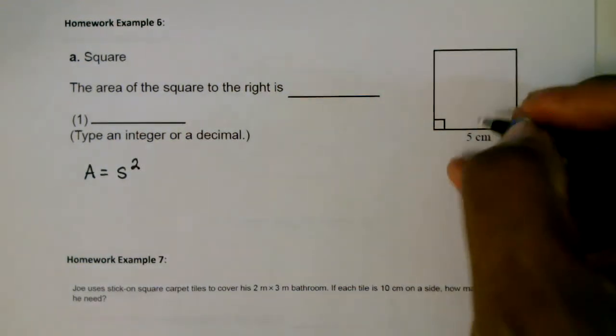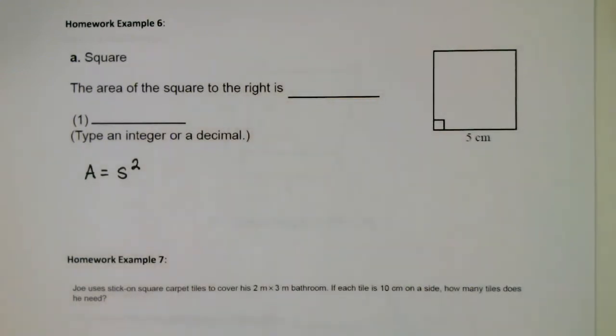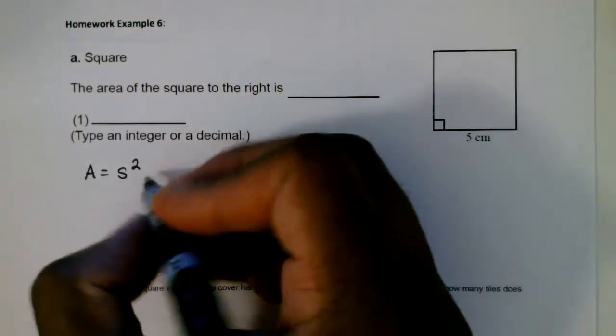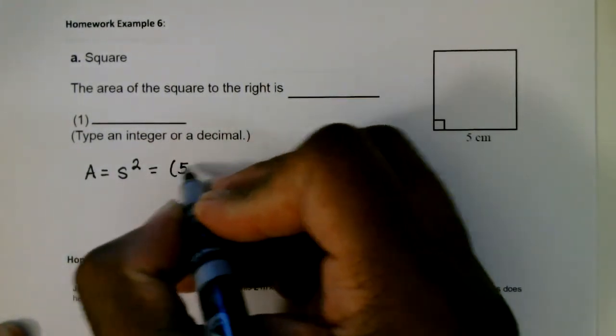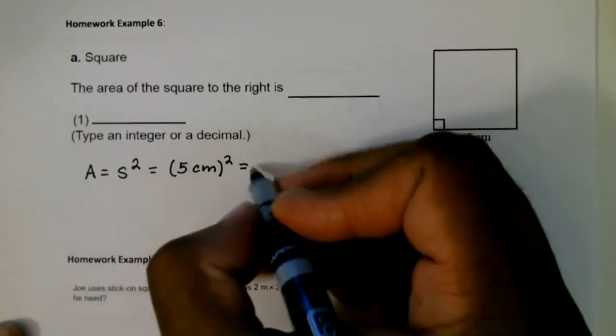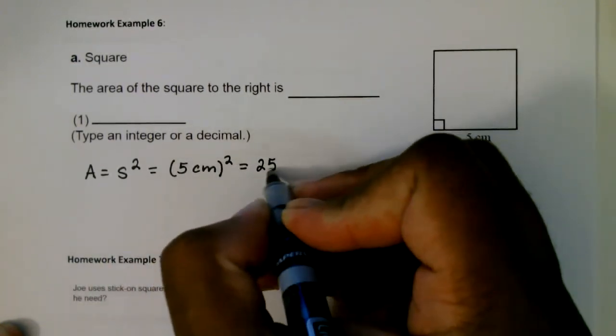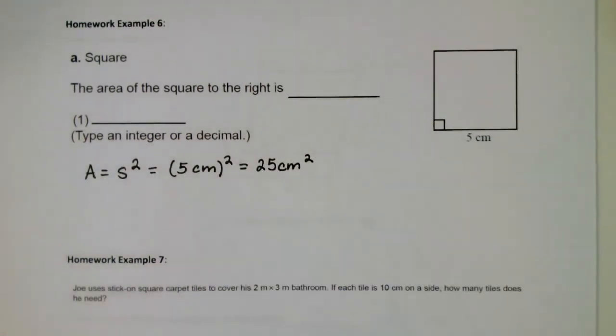And that's because in a square, all four sides are equal in measure. And the length of that side is 5 centimeters. So if we square the 5, that's 5 times 5, that's 25. And then our centimeters will be squared because the area is always in square units. So the area of that square to the right will be 25 square centimeters.